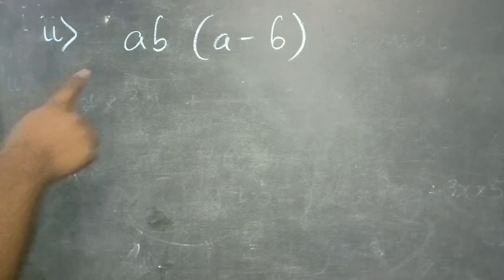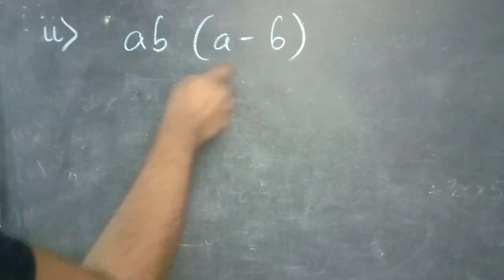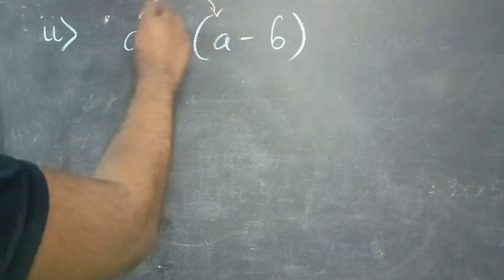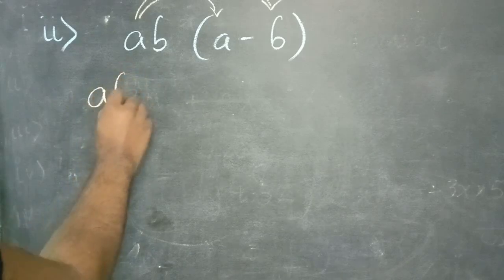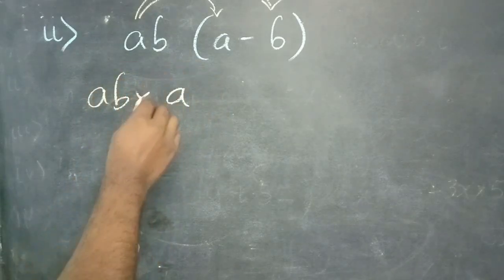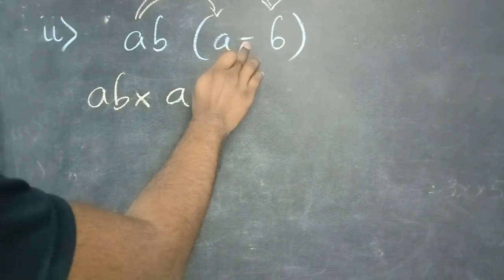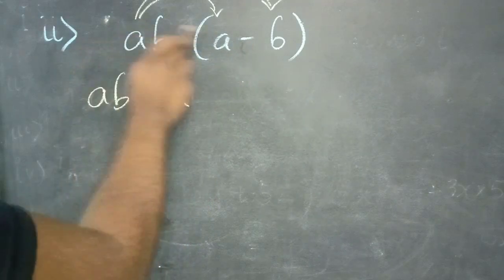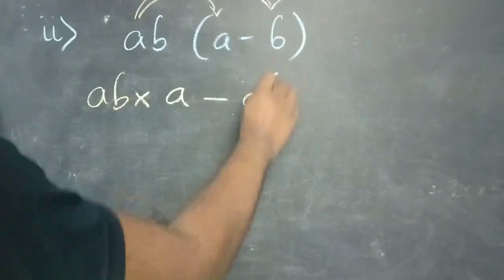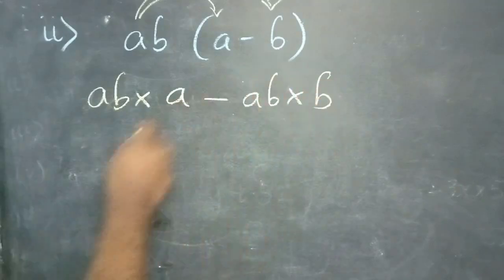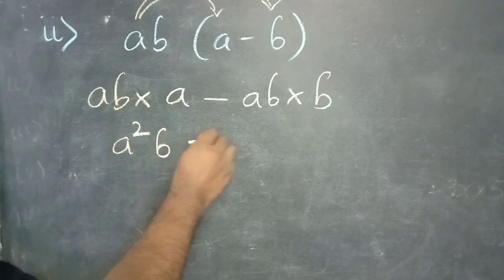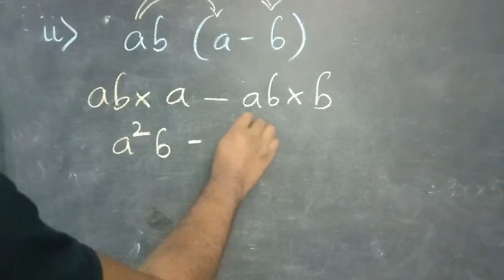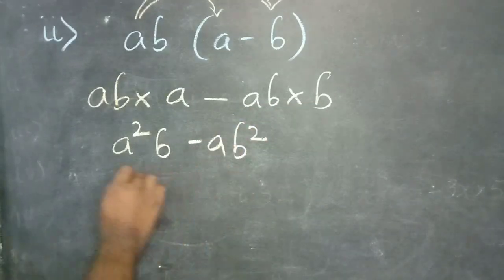Second question, ab into a minus b. Multiply ab into a, then ab into minus b. That is ab into a, then what we have here is minus, plus into minus, minus ab into b. A into a square, b as it is. Now b into b square, a as it is.